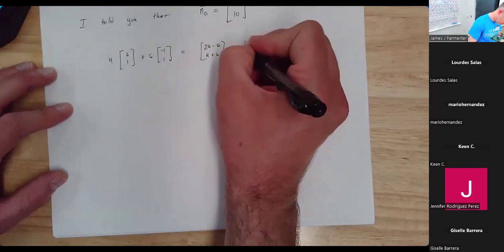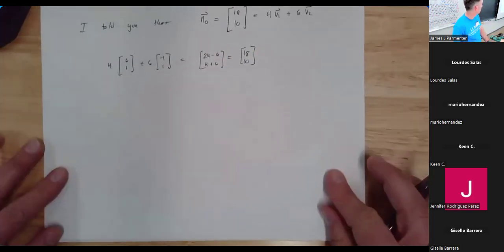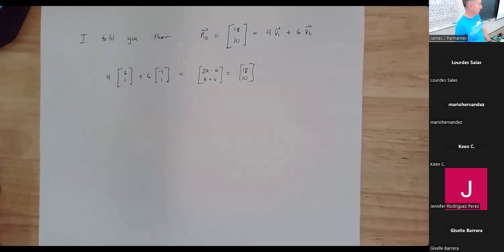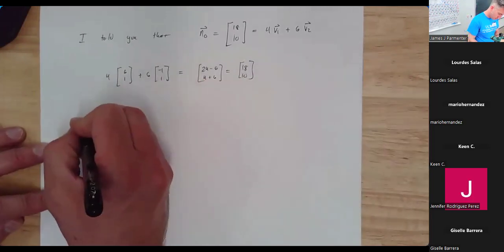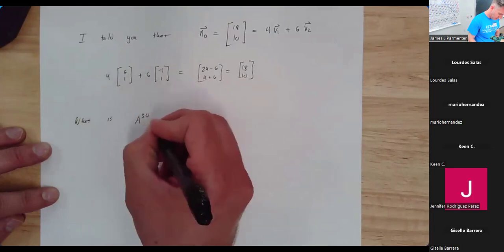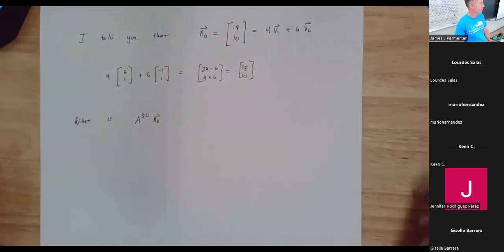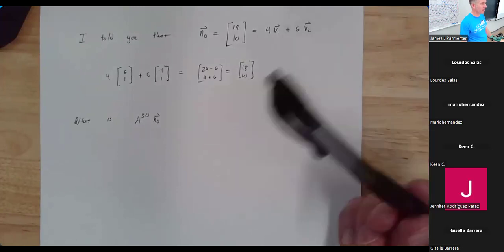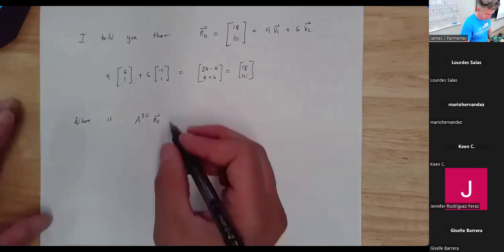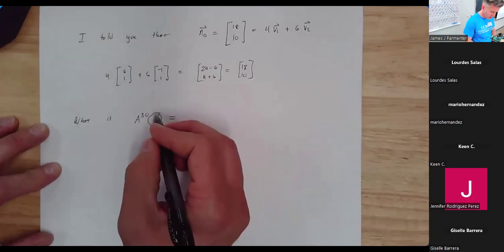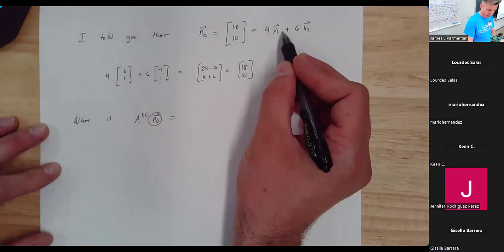This last way of doing it is probably meant to be the easiest way of doing it. So I told you this, and then I asked you, what is A to the 30th times n naught? Here's the idea, and I really want to stress this because this is probably the most "do you understand what's going on" question you can ask. This is the one where you're just using what you know about what an eigenvalue and an eigenvector really do. So watch for a second. You just told me n naught was 4 times my first eigenvector plus 6 times my second eigenvector.